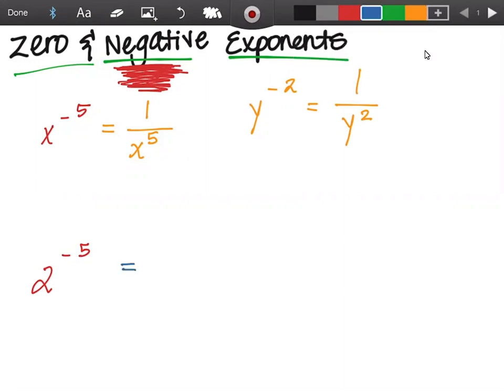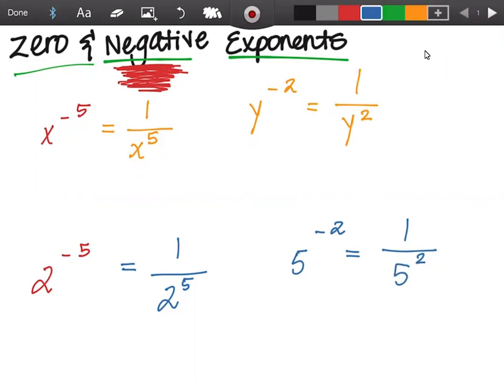We're still going to take it and put it into a fraction with 1 in the numerator's position and then 2 to the fifth power in the denominator's position. Another quick example that I can come up with is 5 to the negative second power. We would have 1 over 5 to the second power.